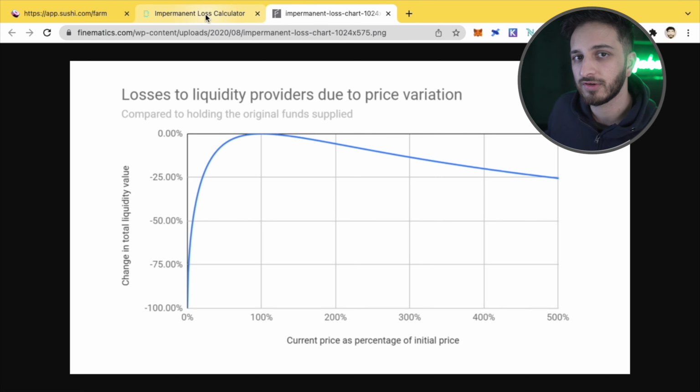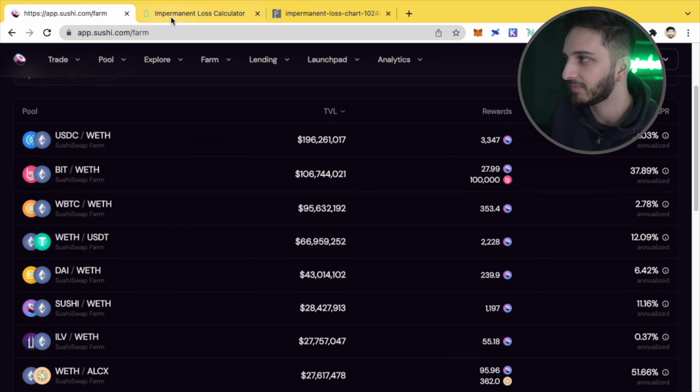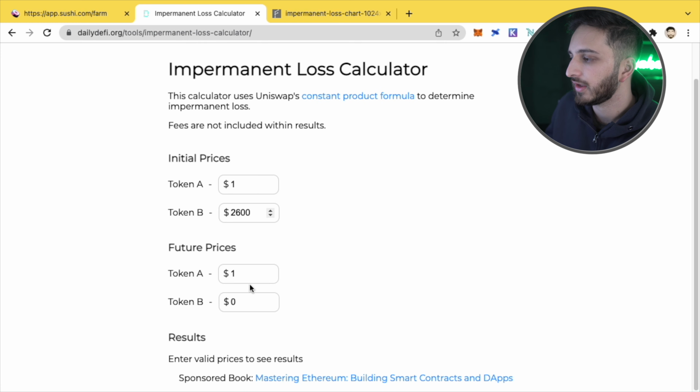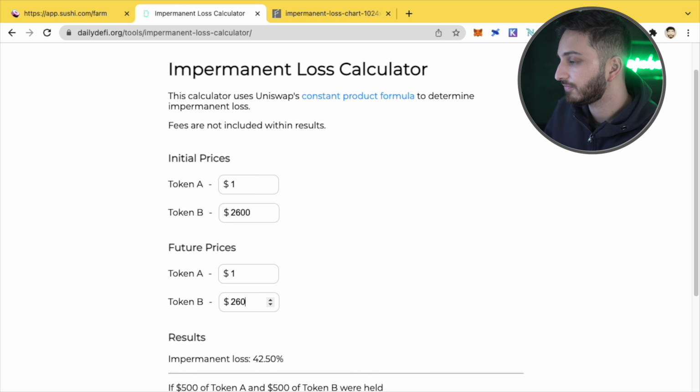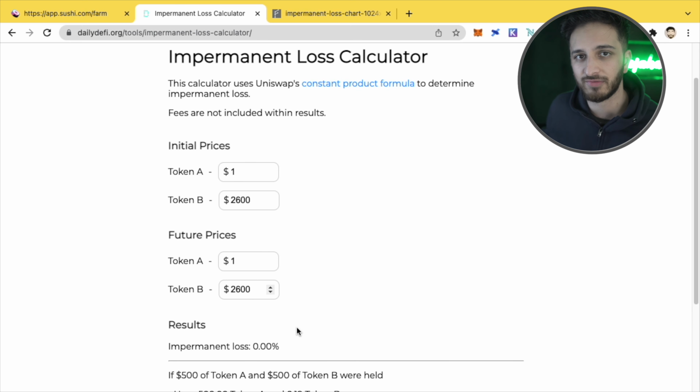And the best way to really figure this out yourself is to go to an impermanent loss calculator, and Daily DeFi have a really nice one here, and you can plug in numbers yourself. So let's take this example over here with this USDC wrapped Ethereum, and we'll take USDC's price as 1, and obviously in the future it should hopefully be $1 as well, and token B is Ethereum's price, which at the moment is $2,600. Okay. Now in the future, if token B also remains at 2,600, well, your impermanent loss is 0%. Yeah, you haven't lost any money.